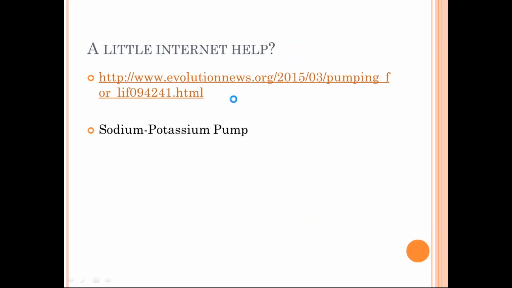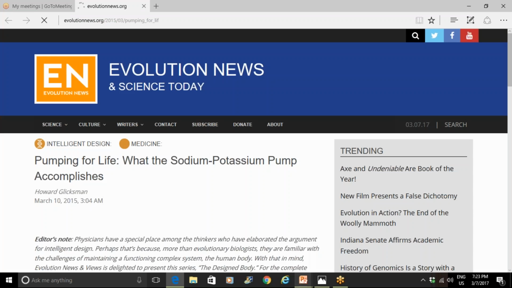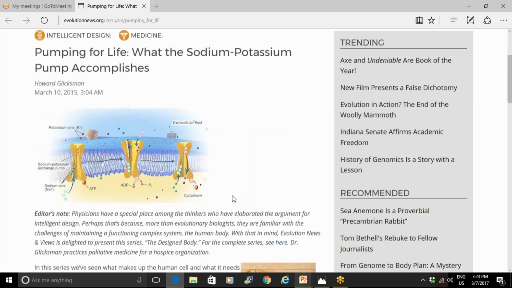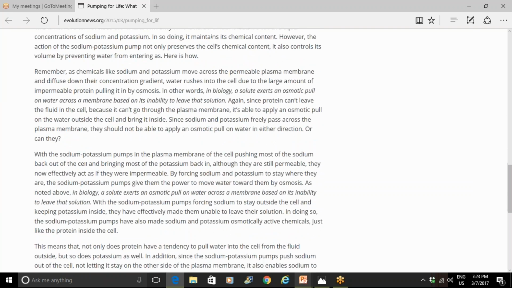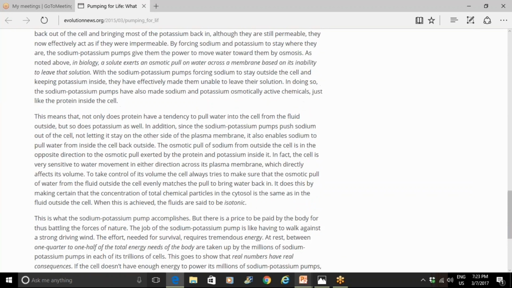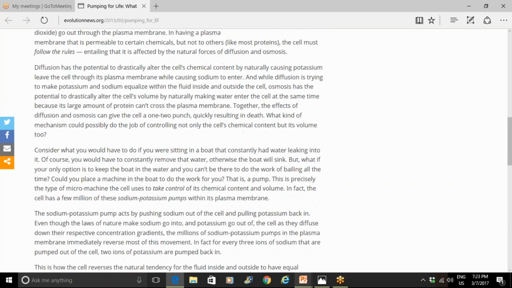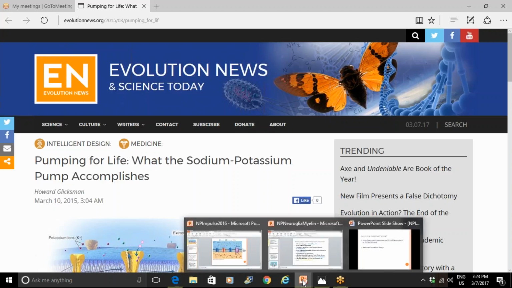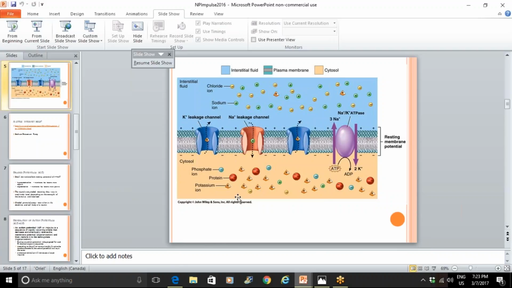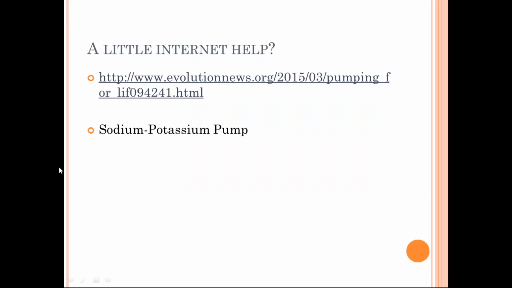There's also a really good website, I'll pull this up for you, on the sodium-potassium pump. Okay, there's this really good article, I put it right in the PowerPoint, about how that works. If you're interested, this is a good little article. It's not that long, okay, but it discusses the sodium-potassium pump, and it's pretty interesting actually. So I threw that in the PowerPoint for you.